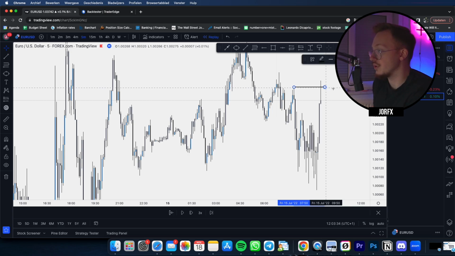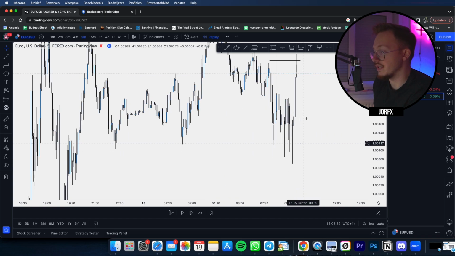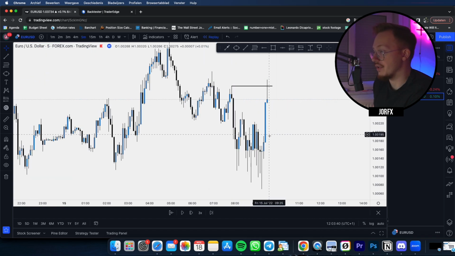Okay, so it took out this high right here. Right here it took the liquidity. So we have a fair value gap in this area right now. This is the fair value gap. For the people that don't know what a fair value gap is, a fair value gap is a gap in the market that has not been filled by any price. So most likely it will be filled by price, and that is where your entry is.